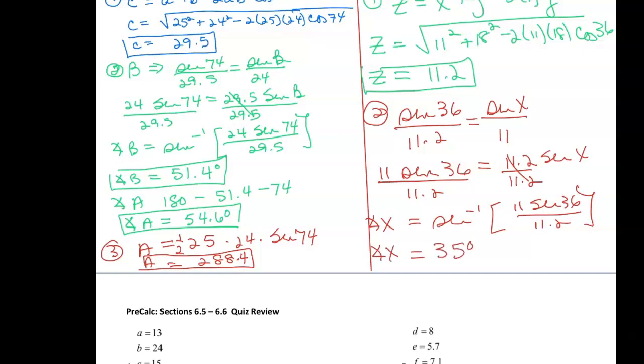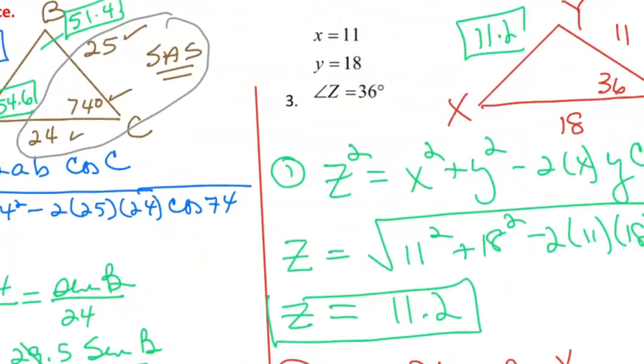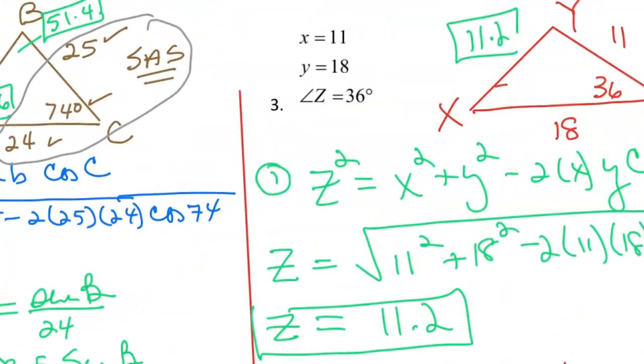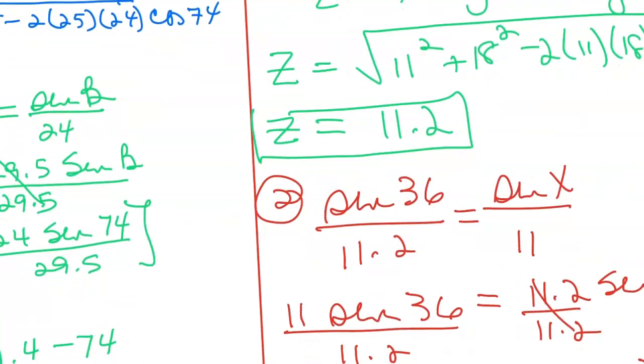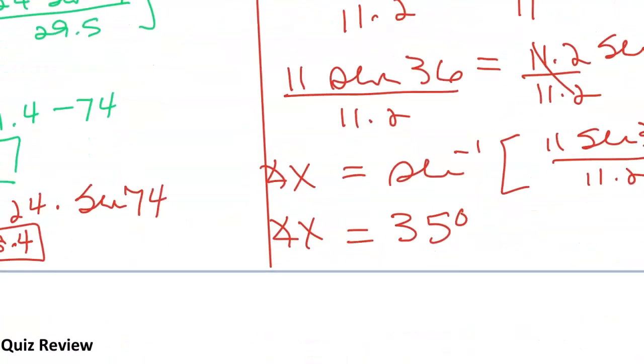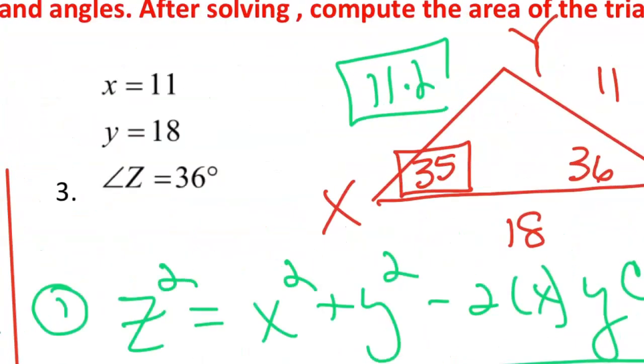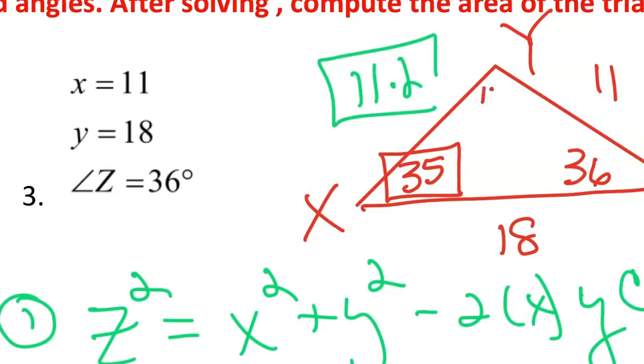Okay, so make sure that you are getting these values. Here's angle X. Now you can get angle Y by doing subtraction. I'm going to let you do the subtraction. You should be getting 109 degrees. Come back up here, and 109 degrees gives me angle Y.